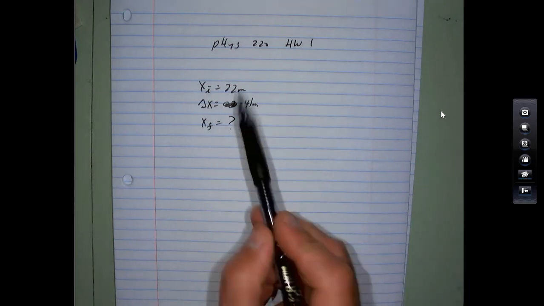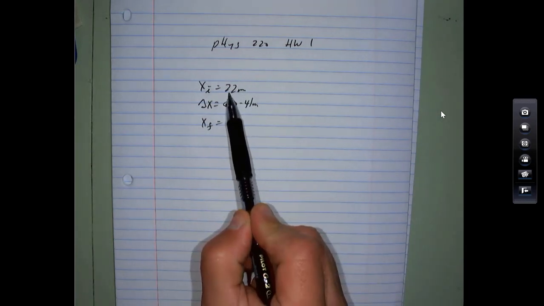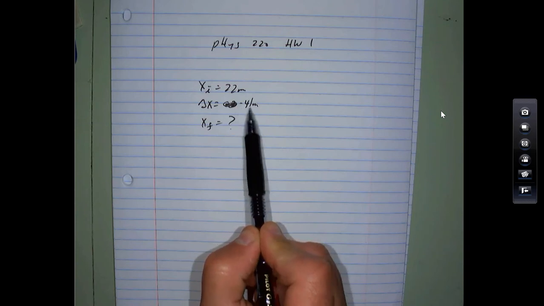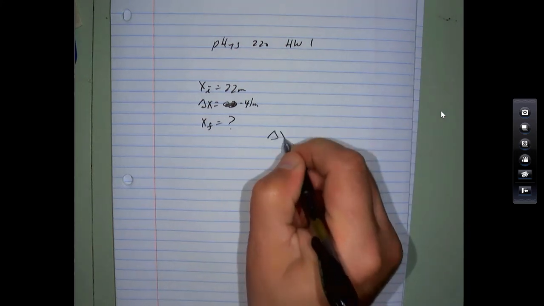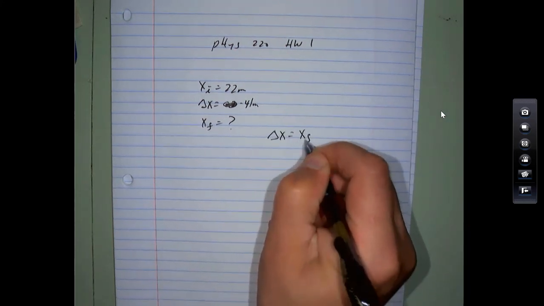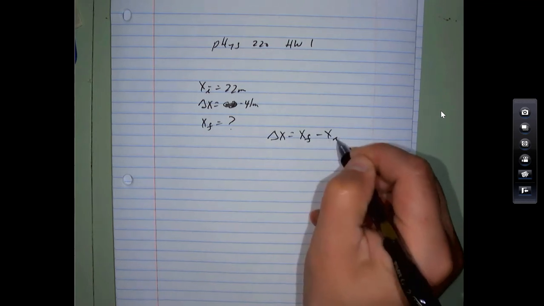Okay, so we're starting at 22 meters. We undergo a displacement of minus 41. That means you move to the left 41. Where do you end up? Okay, so from this chapter, displacement is where you end up, x final, minus where you begin, x initial.